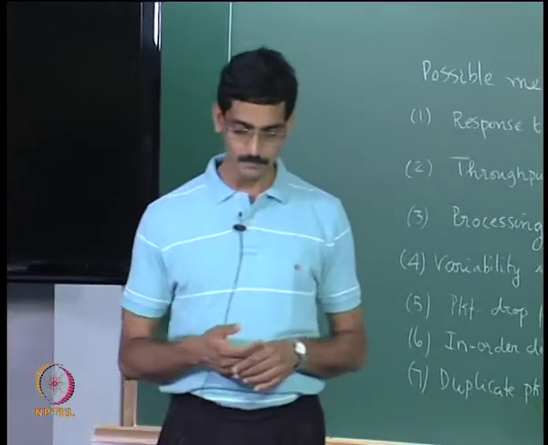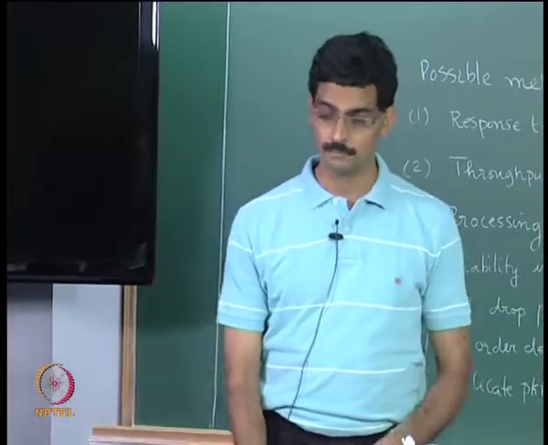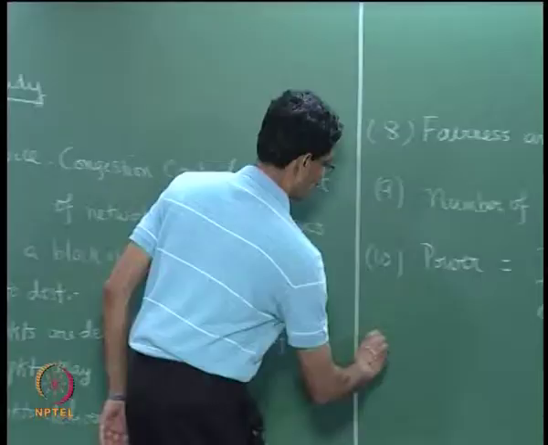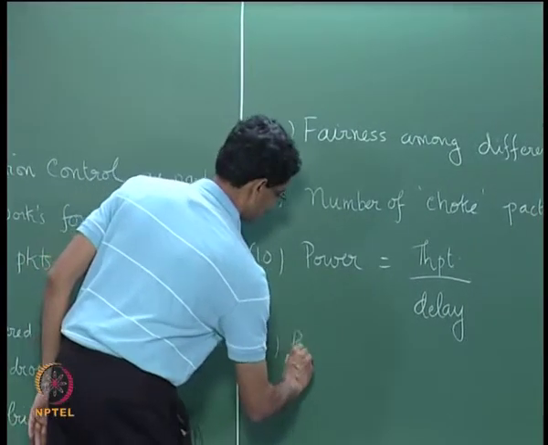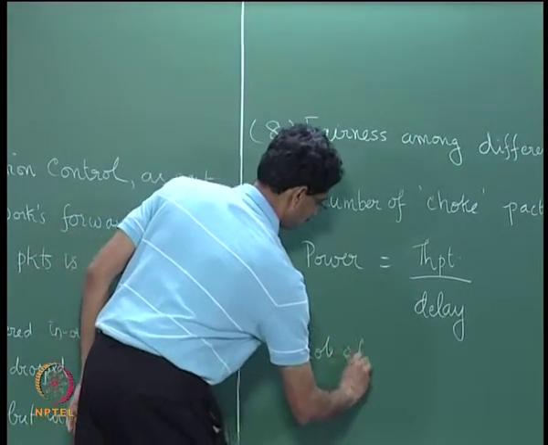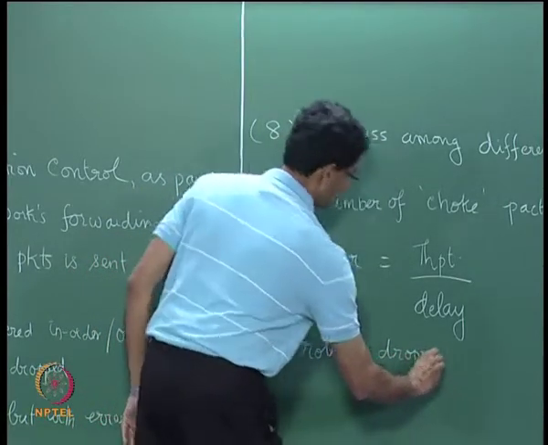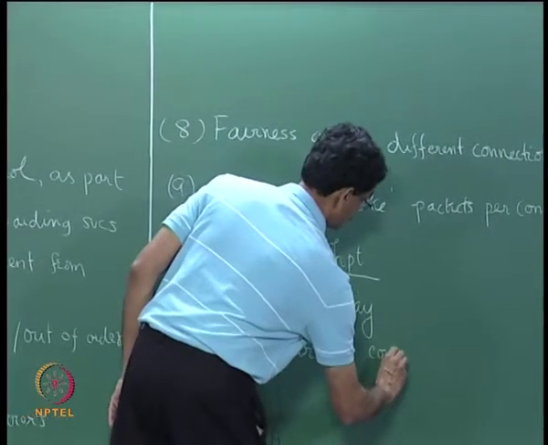Sir, when the network is very congested and we are dropping packets, we can altogether drop connections also. Yes. So we can have something like the percentage of connections dropped. Yes, you could do that. So this is your probability of dropped connections.